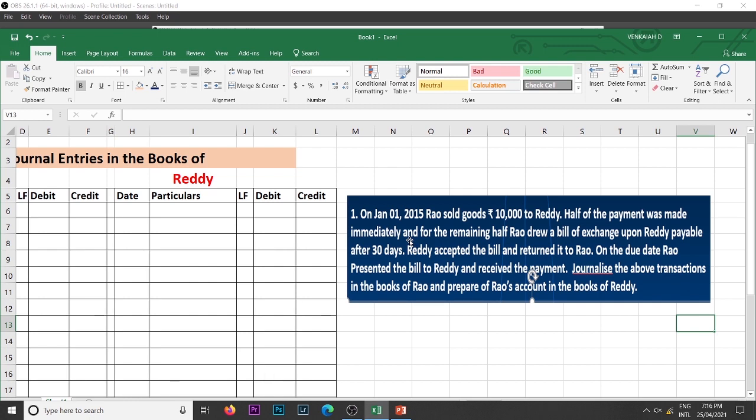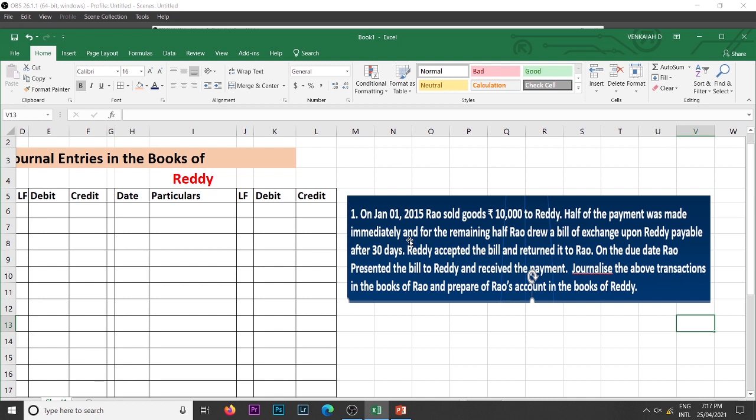According to the real account, what comes in is debited, and according to the personal account, the giver is credited. Try to tell me who is the giver in this. Reddy gave the money to Rao. In the books of Rao, cash is debited and Reddy's account is credited for the half amount. The remaining half amount is 5,000. Rao drew a bill of exchange upon Reddy payable after 30 days.